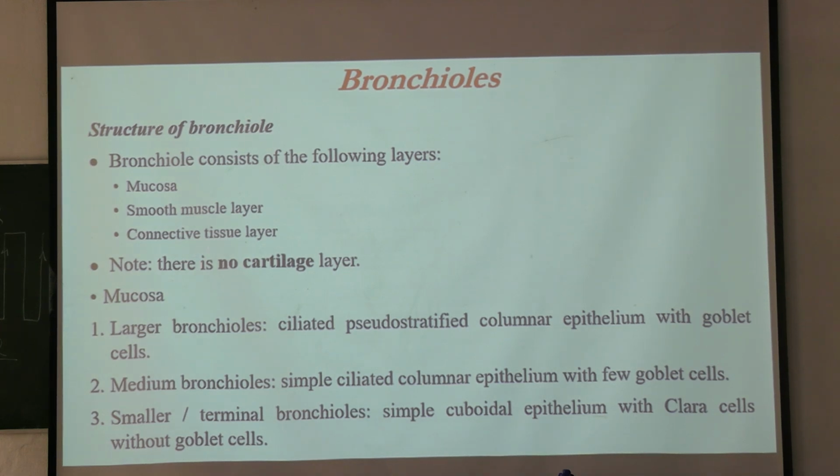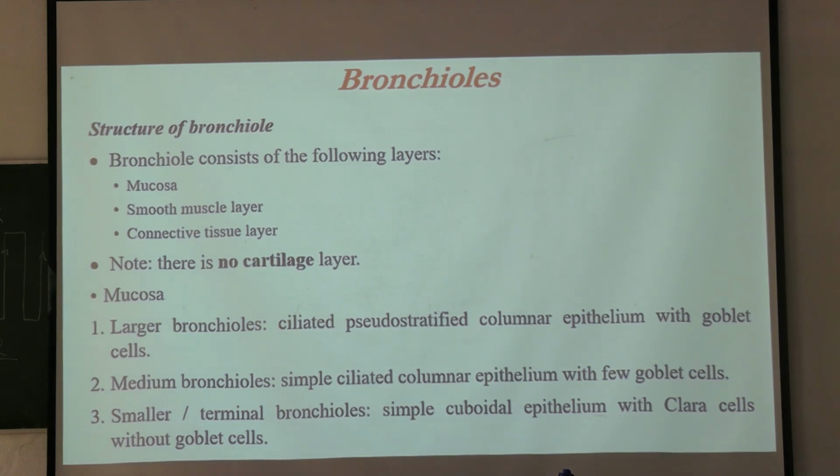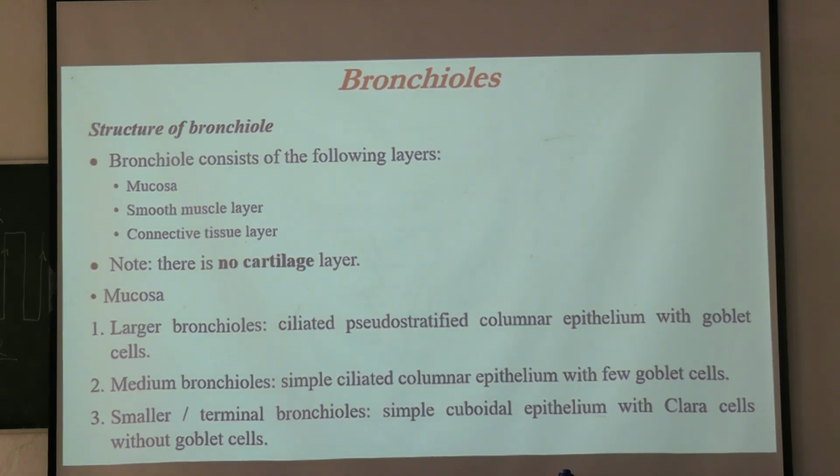So what is the structure of bronchiole? Bronchiole consists of the following layers: mucosa, smooth muscle layer, and connective tissue layer. There is no cartilage, very important, no cartilage. How will you identify it? If a special slide from the lung is given, this can come as an OSPE question, or in theory, if it comes as a short note on histology of lung, you have to write down these points.